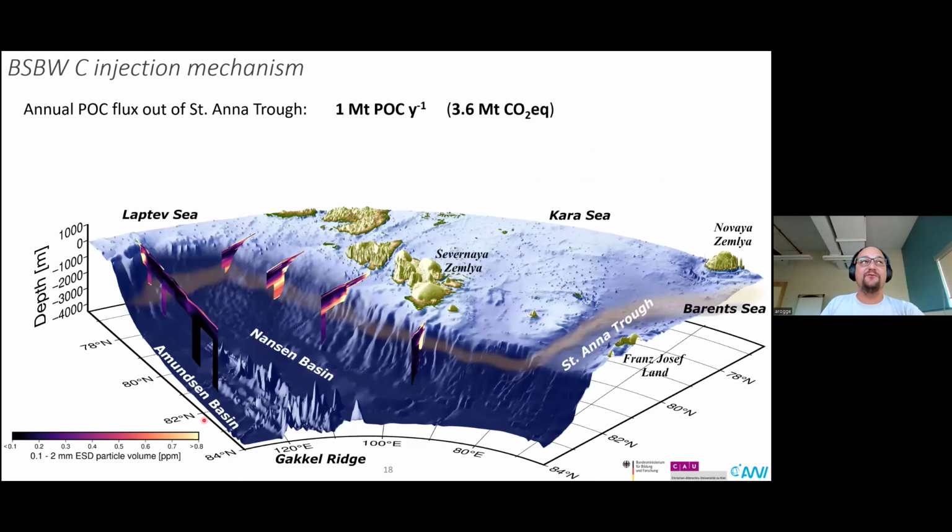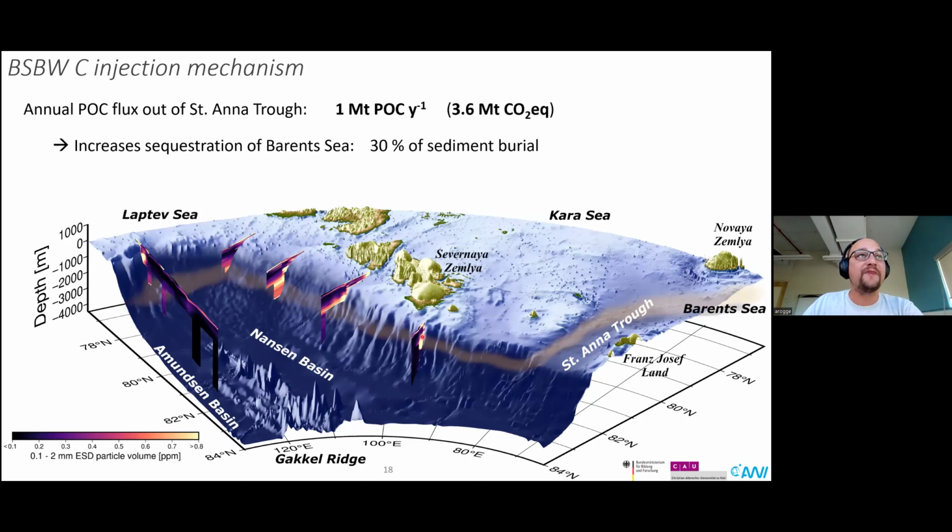And doing that, we get a total outflow from the shelf of about 1 megatons of POC per year, which is about 3.6 CO2 equivalents. And I like that plot here, which is a three-dimensional visualization. So you look actually from the North Pole towards the Siberian shelf, and here's our St. Anna trough. And our POC is leaving the shelf, and here we have our first transect.